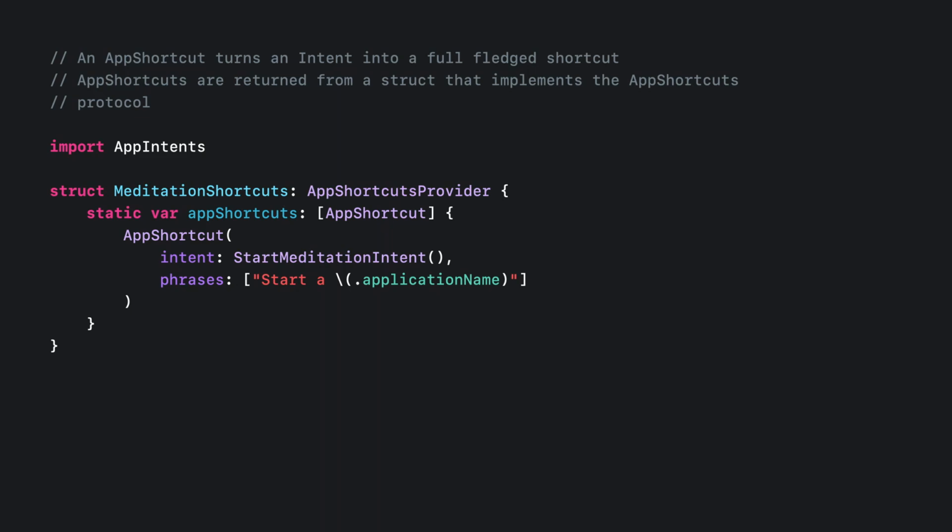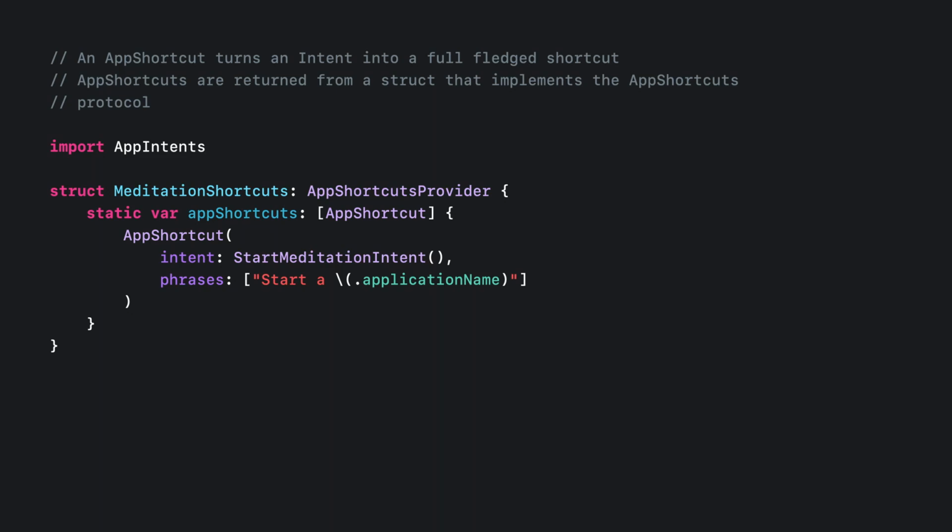So I'll create a single app shortcut for my start meditation intent. To get started, I'll pass an instance of my intent. And if my intent's initializer took parameters, I could specify values here. Second, I'll create an array of spoken phrases that will invoke my app shortcut from Siri.